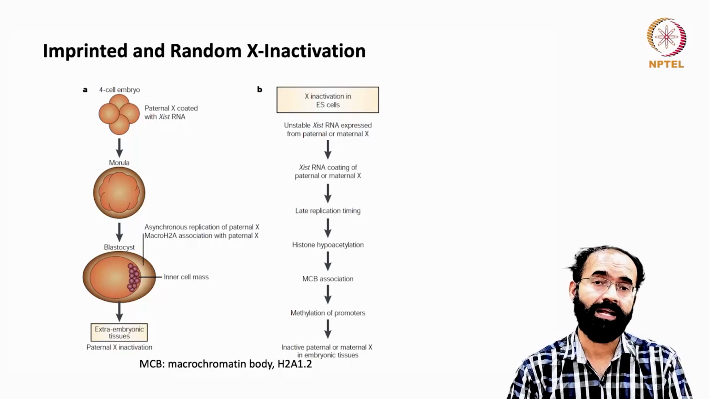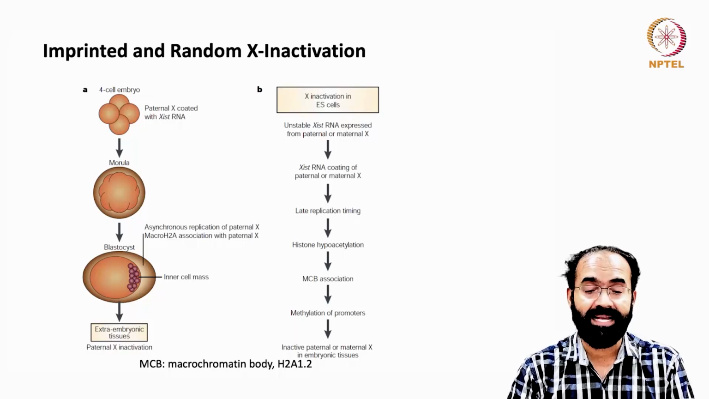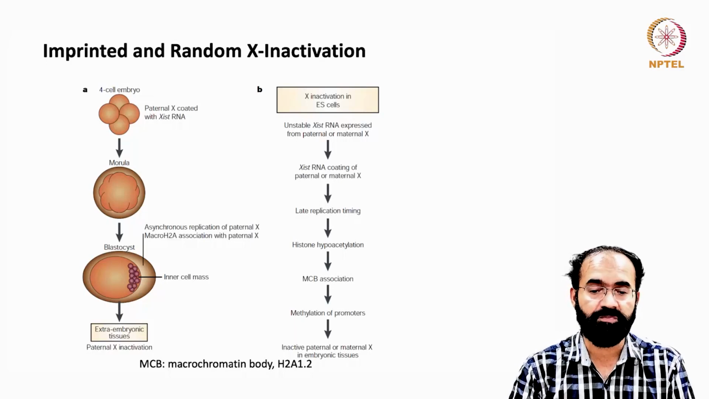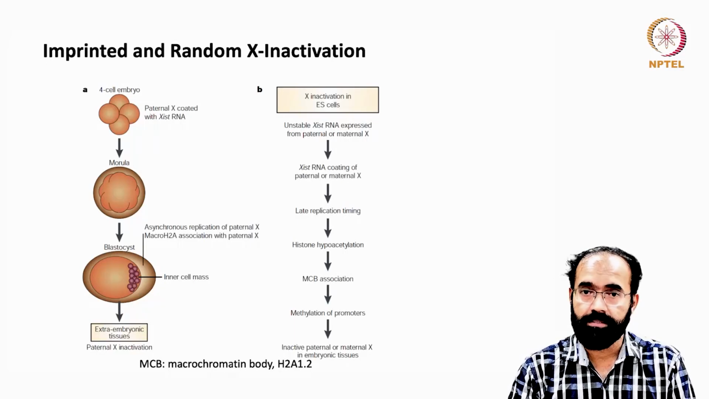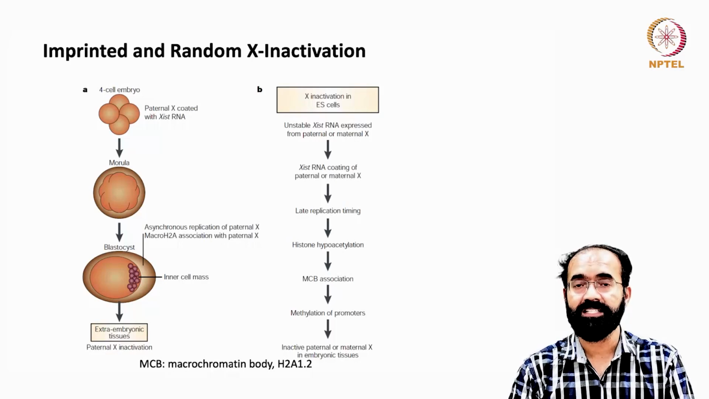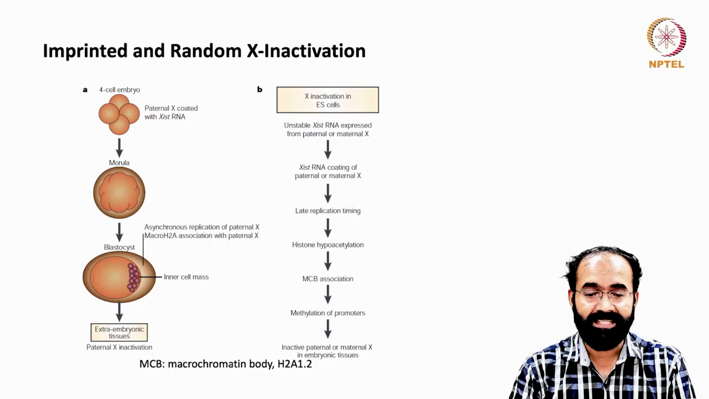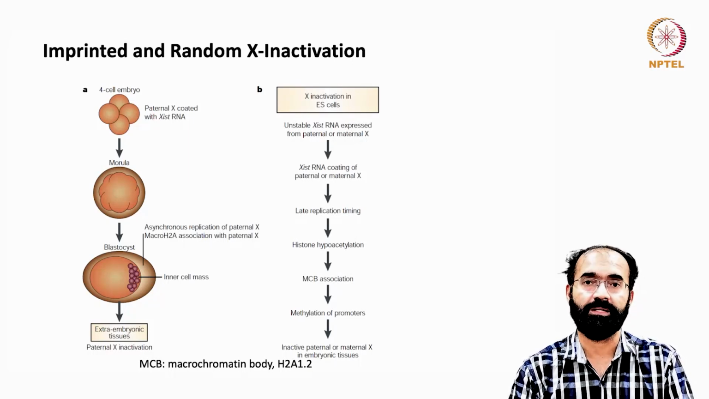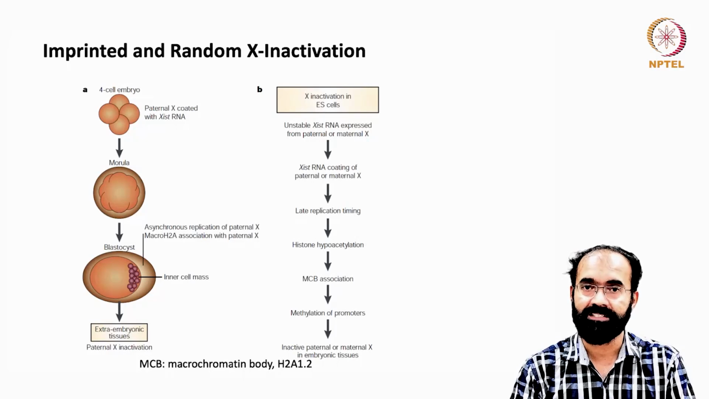So let us see what happens in embryonic stem cells. X-inactivation in ES cells: unstable Xist RNA is expressed from paternal or maternal X. The zygote, the blastula stage, I told you, resembles the embryonic stem cell. So Xist RNA coating of the paternal or maternal X is possible, which is a difference. In the normal embryo we saw it is exclusively the paternal copy, whereas in stem cells it can be either paternal or maternal.